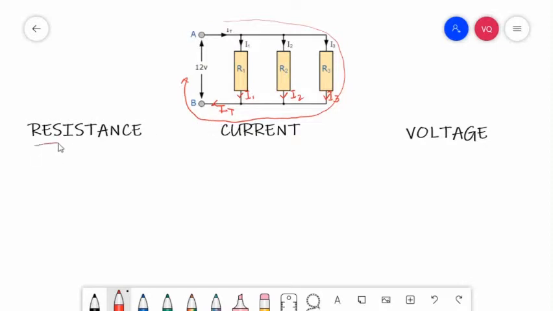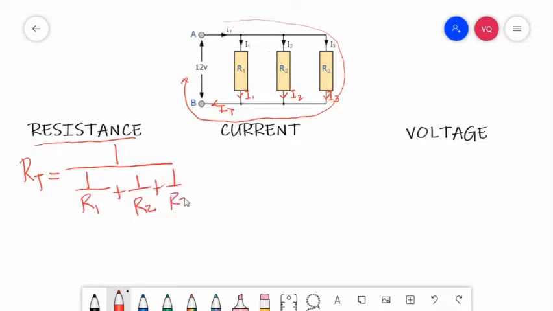So, resistance. In a given parallel circuit, what will be your total resistance? It is the reciprocal. Total resistance is equal to 1 over 1/R1 plus 1/R2 plus 1/R3, and so on, R4, R5, R6.